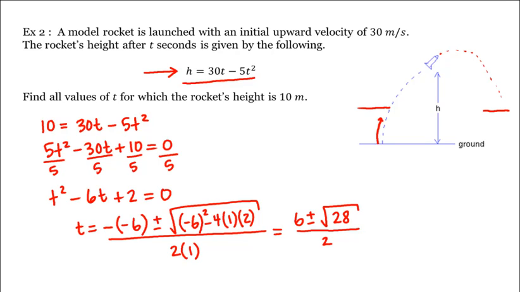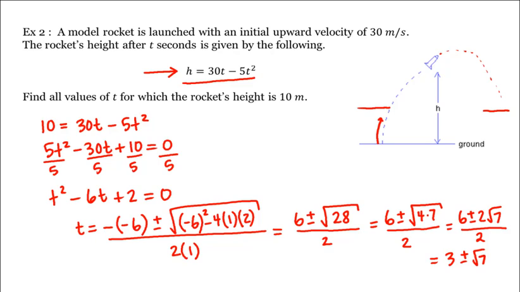Now 28 is 4 times 7, so this is equal to 6 plus or minus the square root of 4 times 7 divided by 2, which is equal to 6 plus or minus 2 square root of 7 divided by 2. And dividing both terms in the numerator by 2 gives us 3 plus or minus the square root of 7. So we have t is equal to 3 minus the square root of 7, and t is equal to 3 plus the square root of 7.